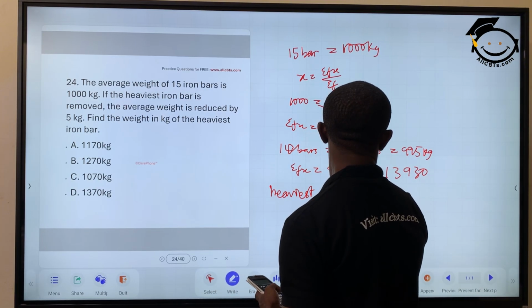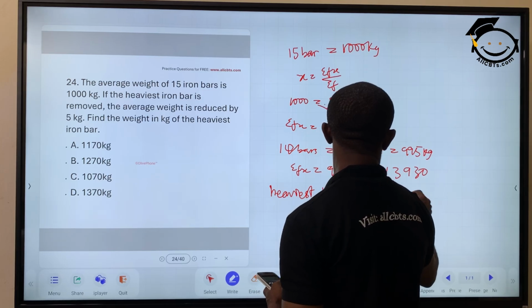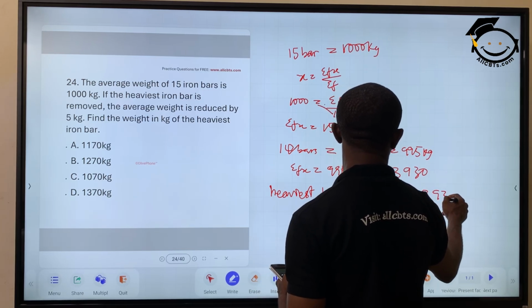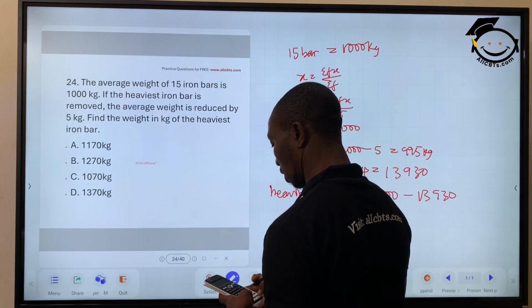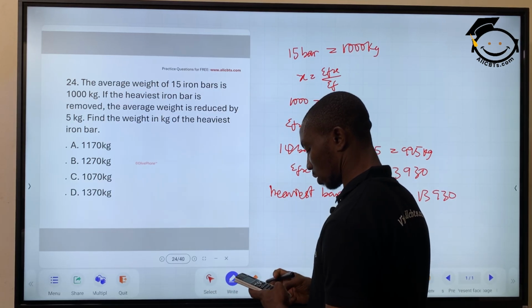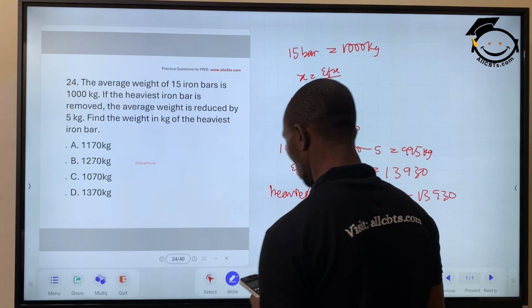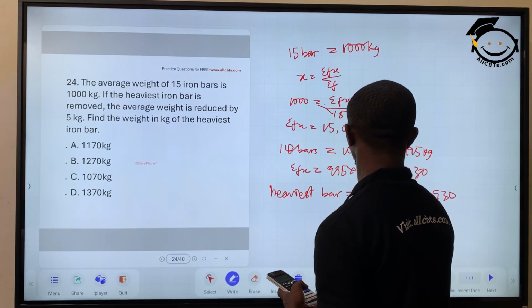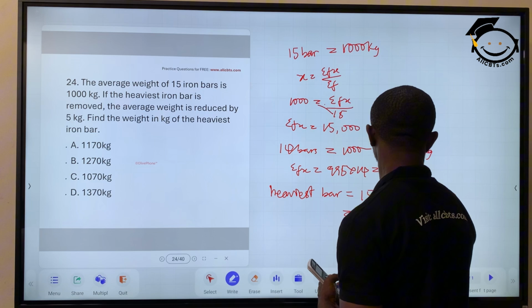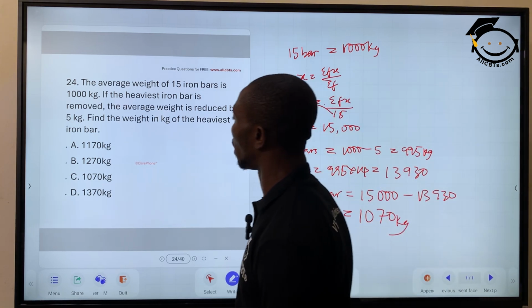So for the weight of the heaviest bar, it would be 15,000 minus 13,930, which is 1,070 kg. So the weight of the heaviest bar is 1,070 kg.